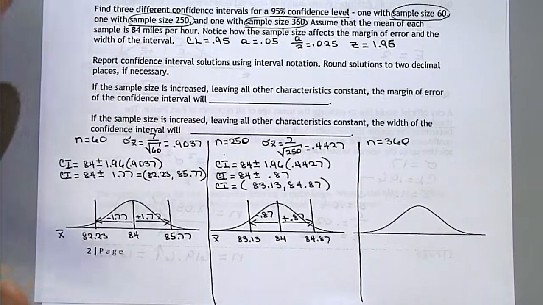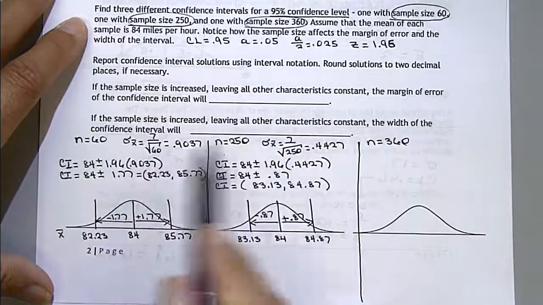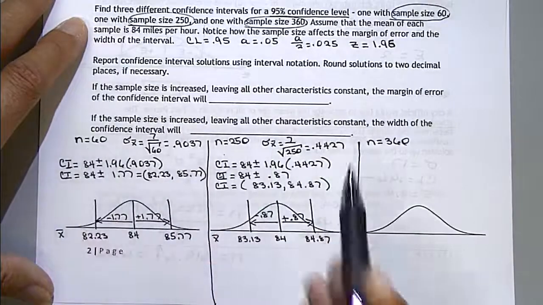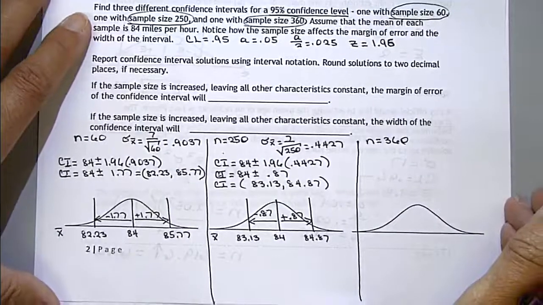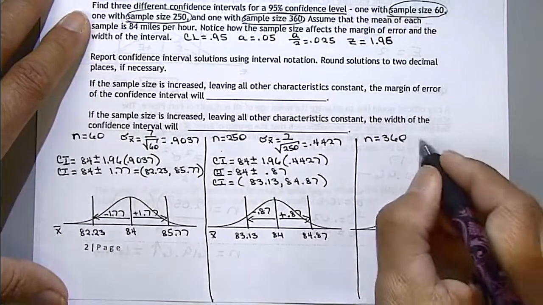Yeah, I would expect them to get closer because this sample size increased, didn't it, from 60 to 250, and they got closer to the mean. So let's see what happens when we go to 360. And I hope some of you are already catching this and you're going ahead and working.